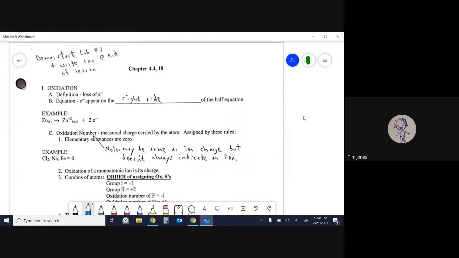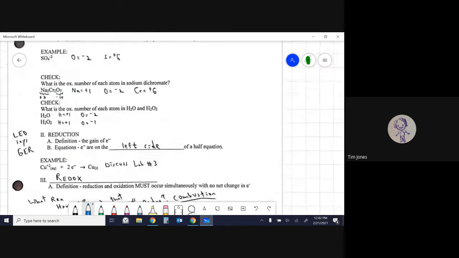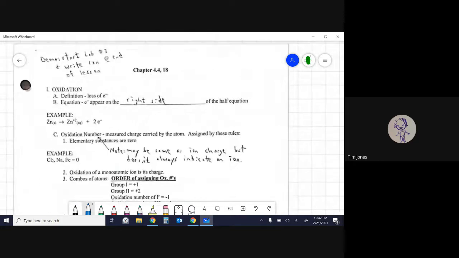All right, AP Chemistry. This will be the notes starting the unit on what is commonly called redox or commonly called electrochemistry. This will be pages 83 through 85.